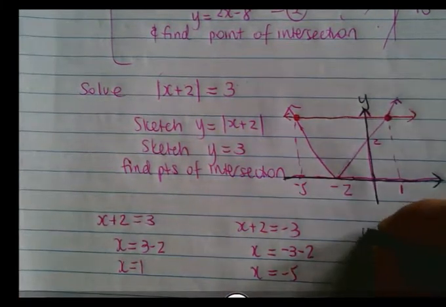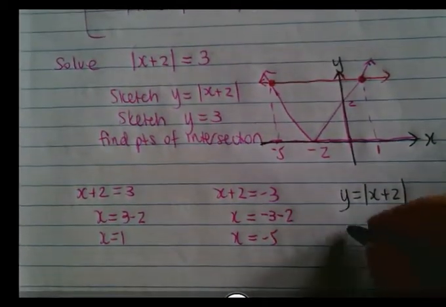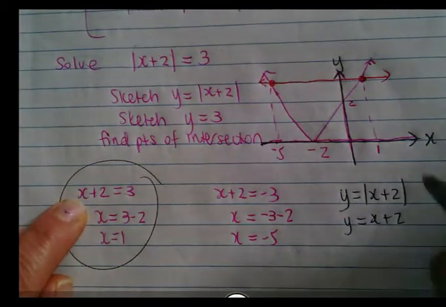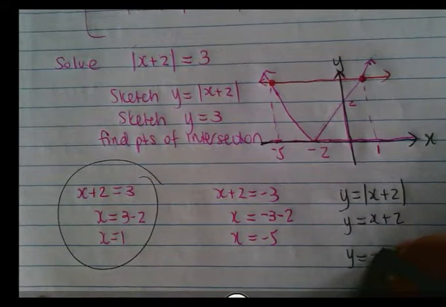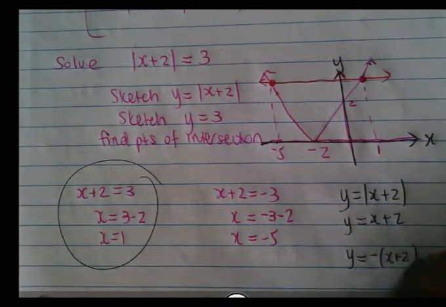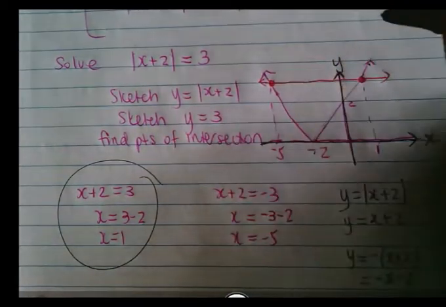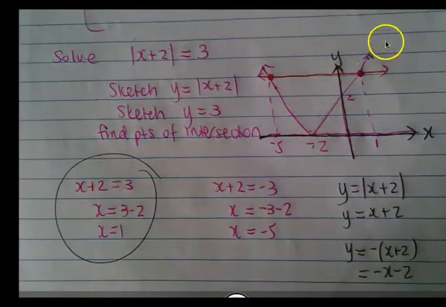So, girls, remember what we were also doing with this. Tell me the two equations. y equals x plus 2. So that's this one. Do you see? And what's the other equation? y equals negative bracket x plus 2, which is negative x minus 2. That's that equation. The solution to this is that one, and the solution to this is the other one. All right?